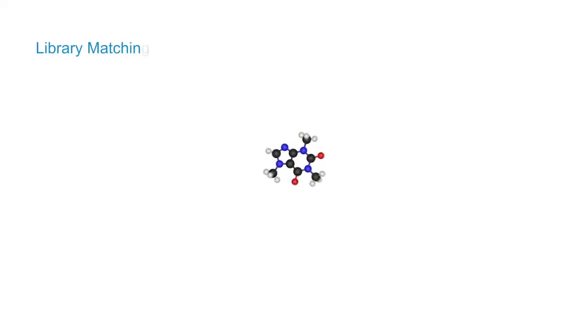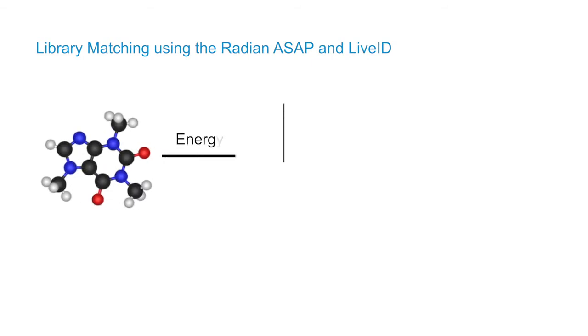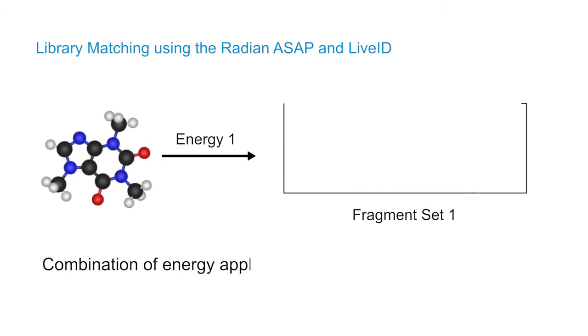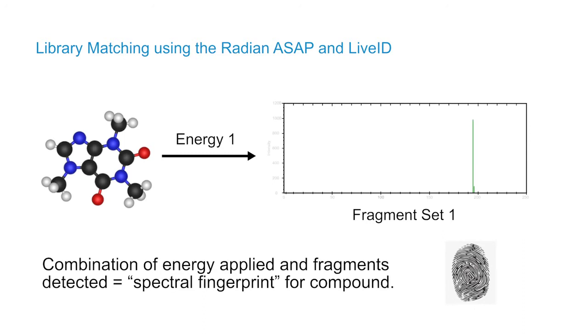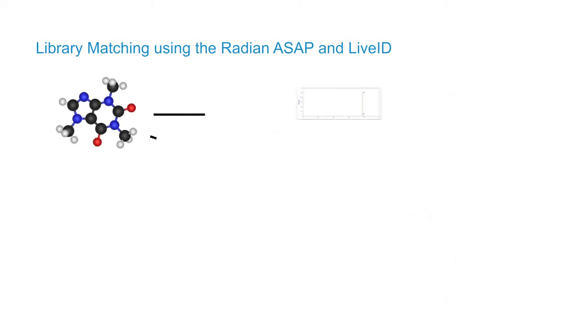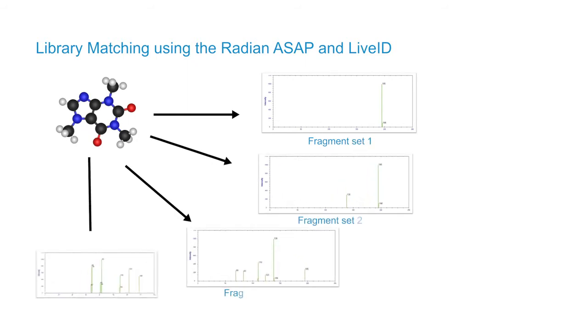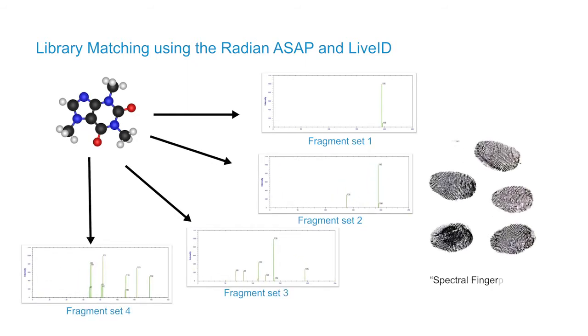I'm going to introduce the principles of library matching and then show you how easy it is to perform in LiveID. When we analyse pure samples using the Radian ASAP, they ionise and fragment in a predictable way, generating a spectral fingerprint. These fingerprints depend on the energy used to generate them, and by varying the energy applied by the Radian ASAP, we can generate multiple fingerprints simultaneously.